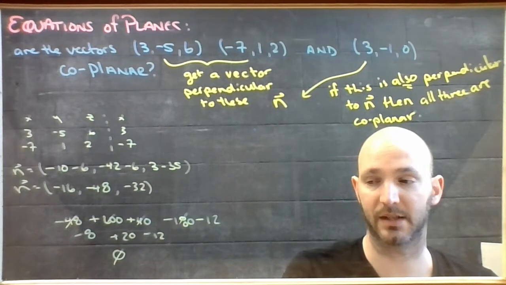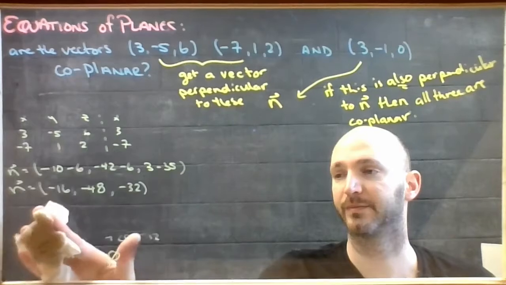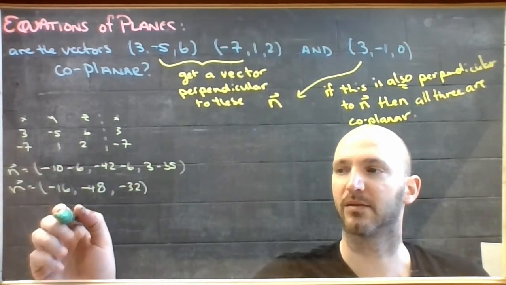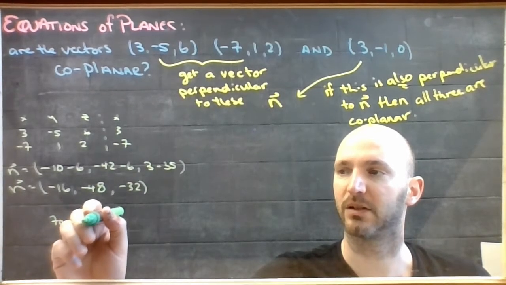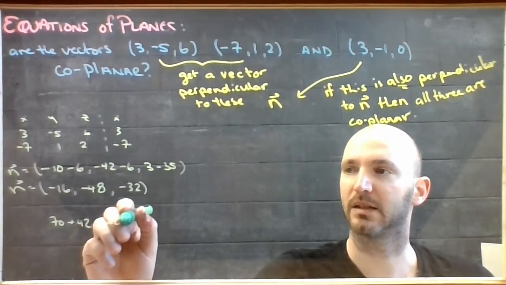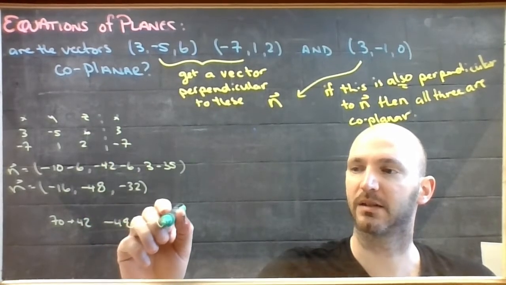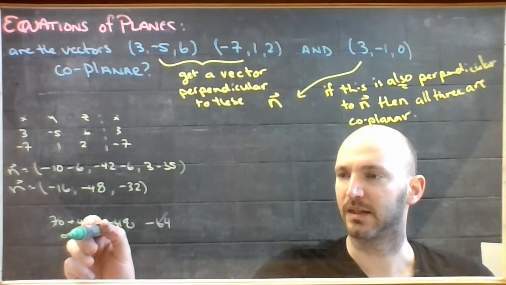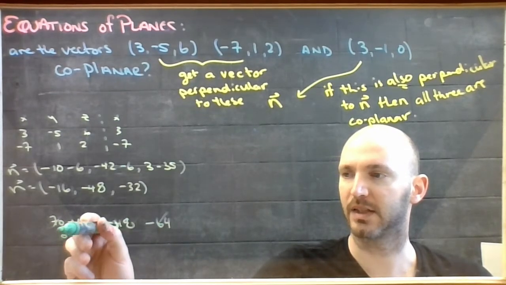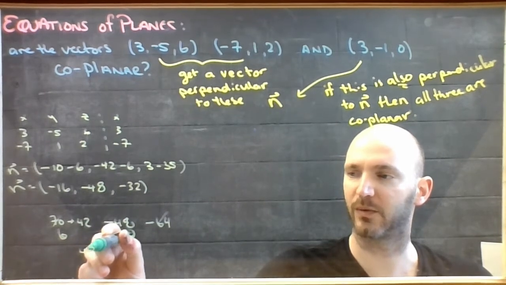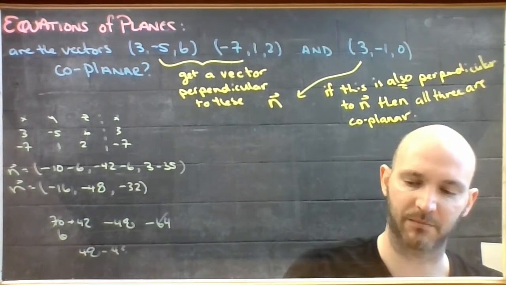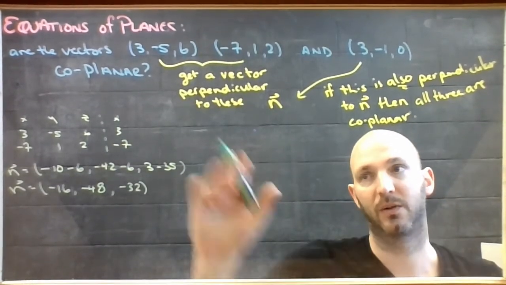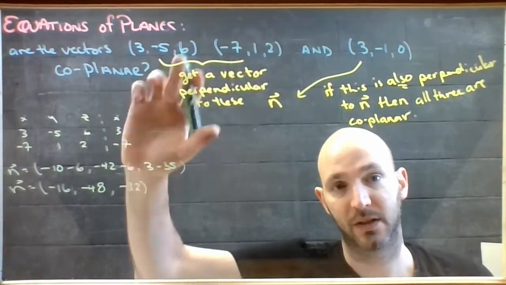Sorry for the awkward pause there. Let's check the other one. -7 of these would be 70 and 42. 1 of these, 2 of these. 70 and 64 leaves 6. 6 and 42 is 48, minus 48 is 0. Yep, so that one worked out as well. So I've got my good normal vector. I've got a vector that's perpendicular to these two. There it is.